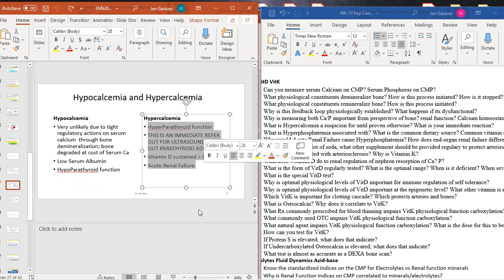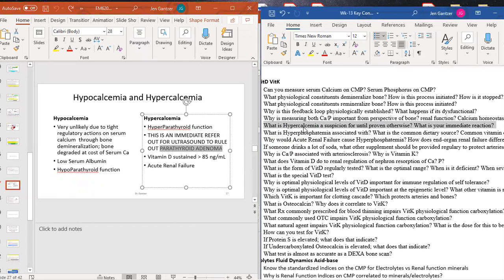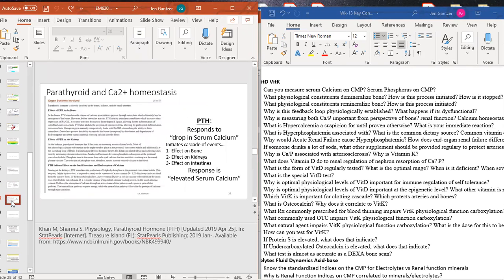However, hypercalcemia is a significant sign that there could be a parathyroid adenoma. And if you have hypercalcemia on a CMP, you have a parathyroid tumor, adenoma until proven otherwise, and your immediate reaction is to refer that out for an ultrasound. You do not sit and start asking questions.